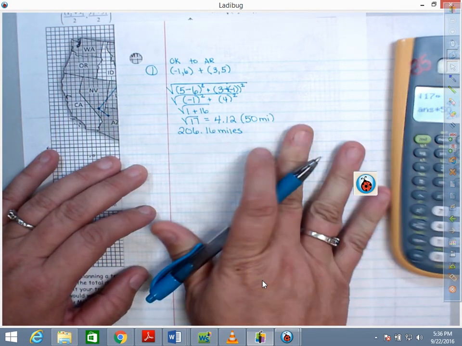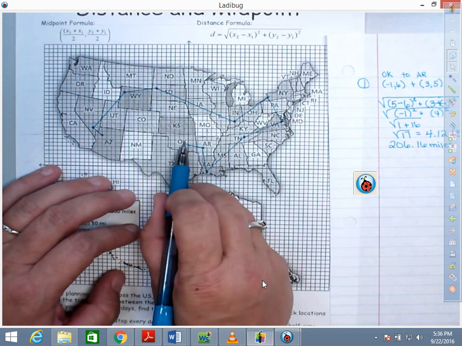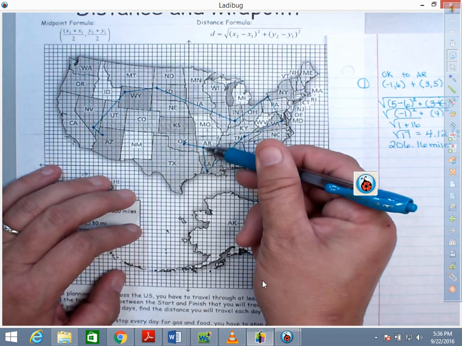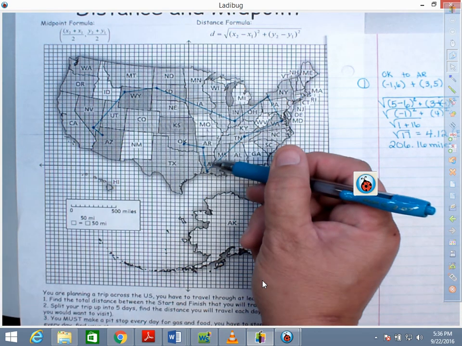So you're going to continue this, and you're going to do all 10 stops. I just did from Oklahoma to Arkansas, so my next stop would be from Arkansas to Louisiana. And you're going to continue your way all around your whole entire trip.